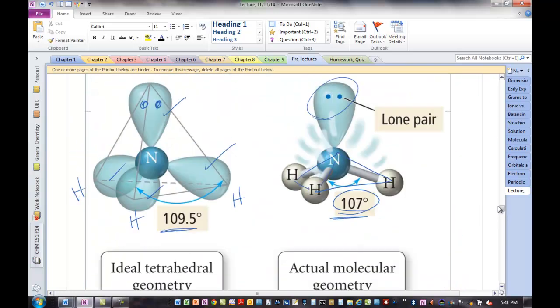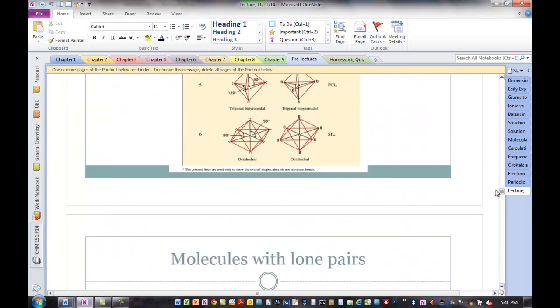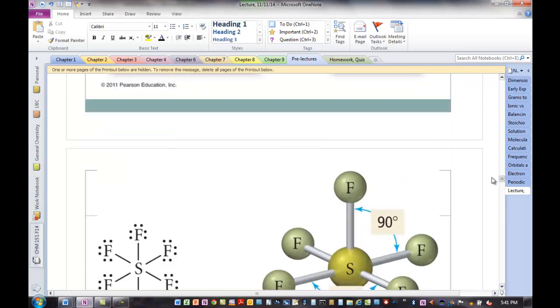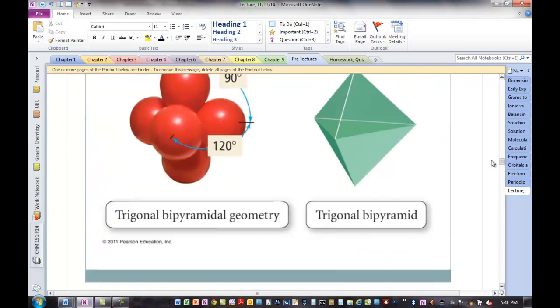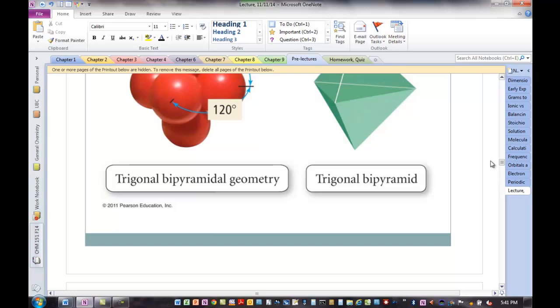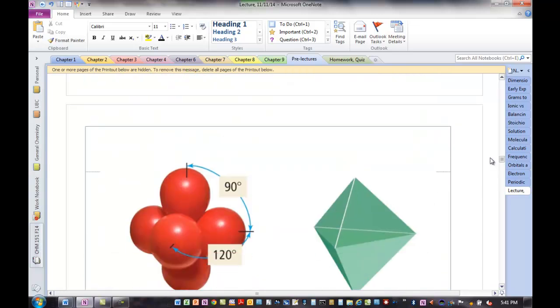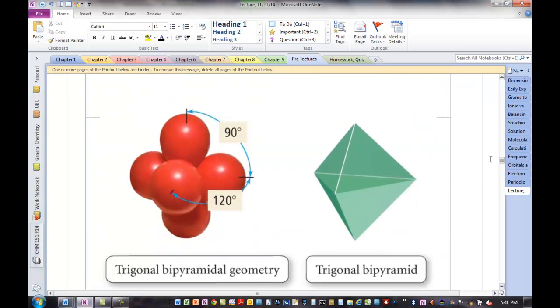Scroll back up here. Okay, so what is the arrangement? There was tetrahedron. Okay, this is what I want. Sorry for jumping around there. What arrangement of 5 pairs of electrons minimizes repulsion? And it turns out it's what's called a trigonal bipyramid.